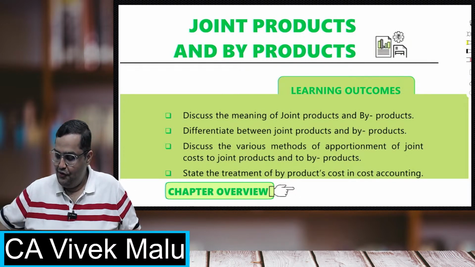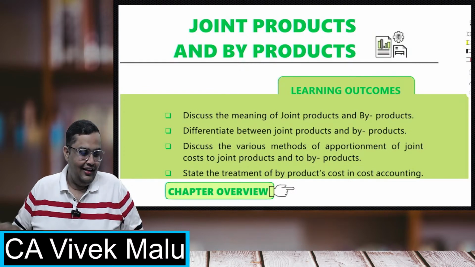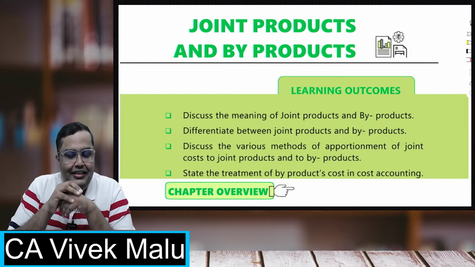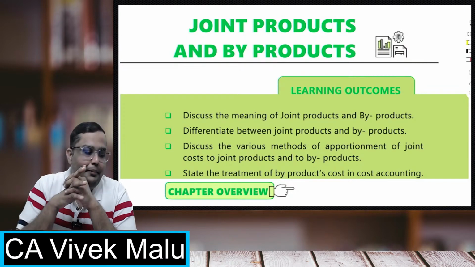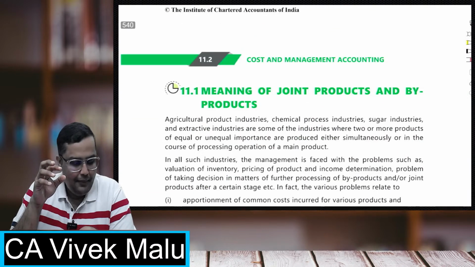The first one we took today was my process one, which was obviously a big one. Now the next one is a very small, very simple topic, that is joint products and byproducts costing.